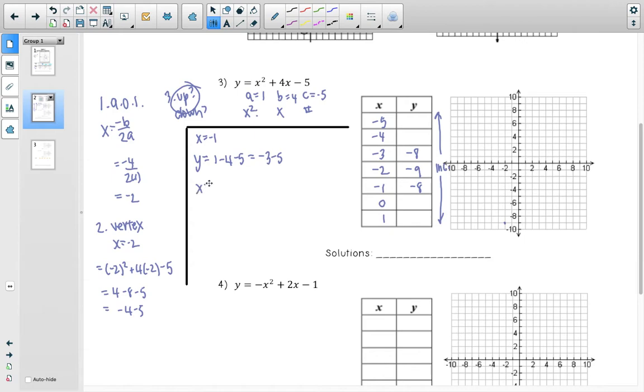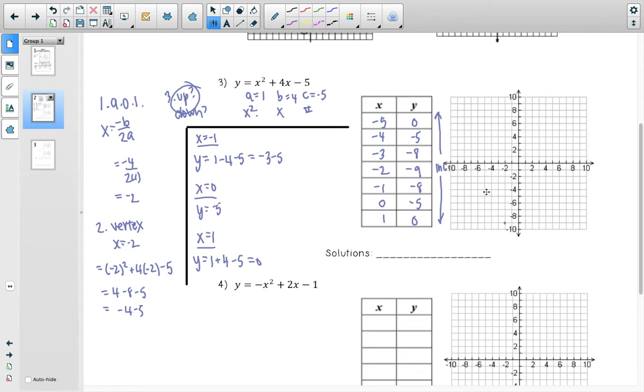If we plug in 0, this one's the easiest. 0 squared is 0. 4 times 0 is 0. So y would equal -5. And then if we do x equals 1, put little lines underneath this. 1 squared is 1. 4 times 1 is 4, and we have minus 5. So that gives us 0. So we have -5 and 0.